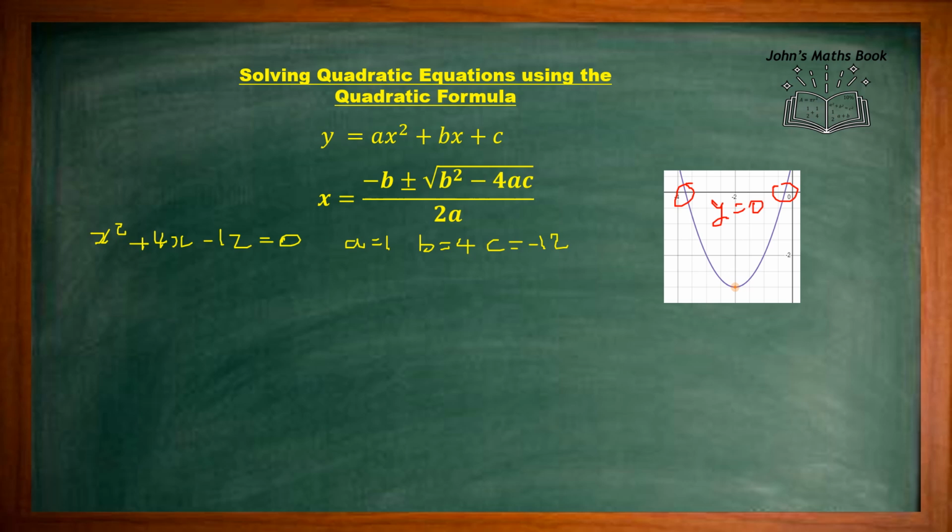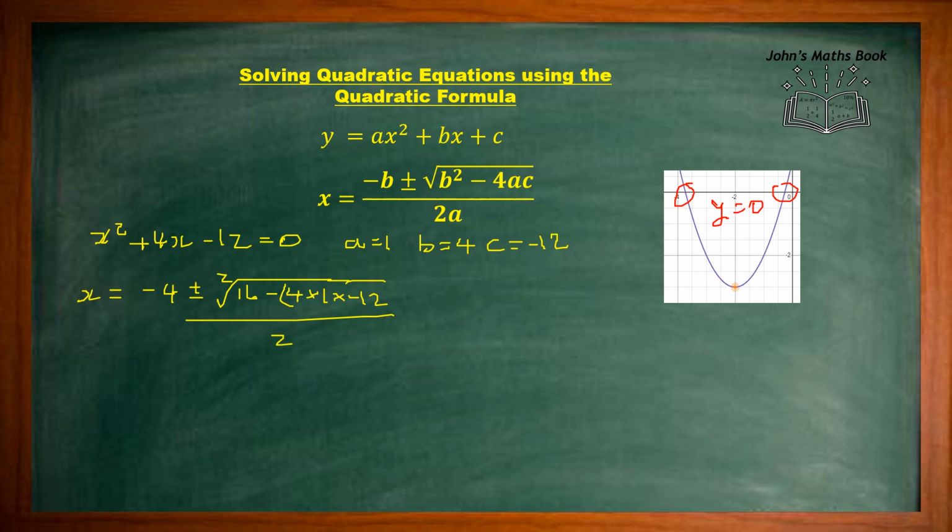Now if we plug the values into the quadratic formula, we get x is equal to, so minus b, so that's minus 4, plus or minus square root of b squared. So 4 squared is 16. And that's minus 4 times a, which is 1, times c, which is minus 12. And that's all divided by 2 times a, which is 2.